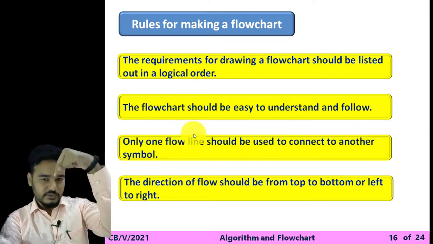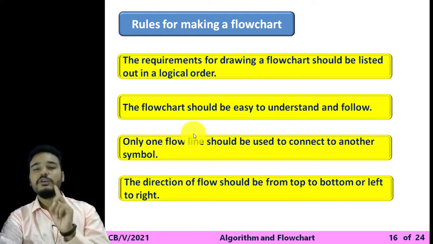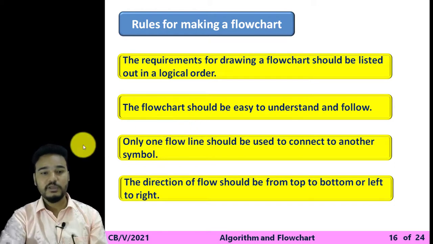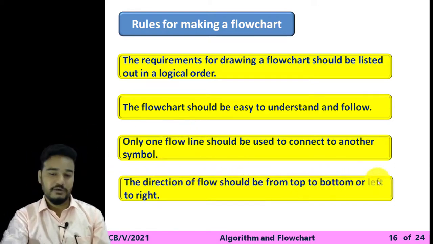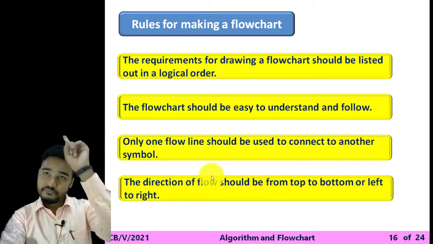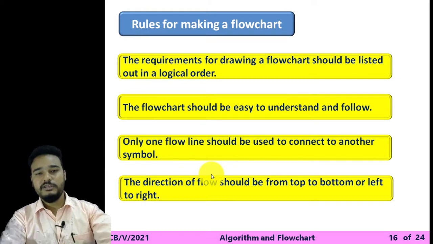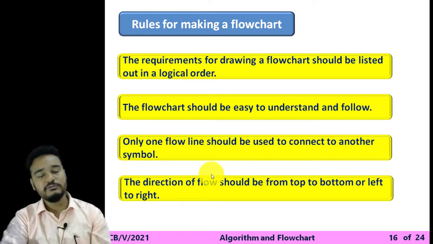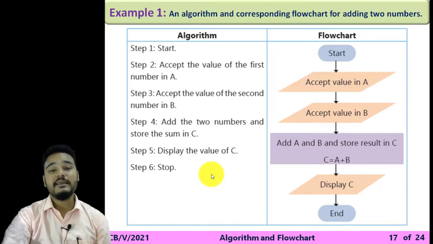Means if it is going down, it should be going down. If it is going up, it should be going up. Means from one symbol to another symbol, only one arrow should go. Okay, and the direction of the flow should be from top to bottom or left to right. This already we have learnt. The direction of the flow will be from top to bottom, or left to right also we can go. Understood?